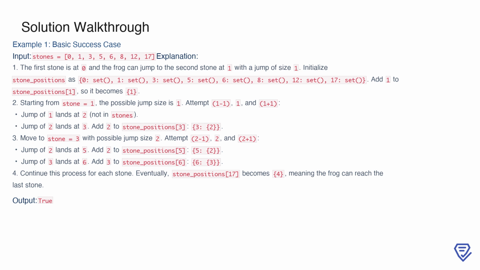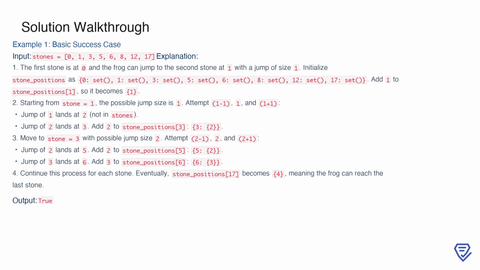Of these, a jump of size 2 successfully lands on stone 3, so we add 2 to stone_positions[3]. Moving to stone 3 with a jump size of 2, the frog considers jumps of 2-1, 2, and 2+1. A jump of size 2 lands on stone 5, and we add 2 to stone_positions[5]. Similarly, a jump of size 3 lands on stone 6, so we add 3 to stone_positions[6].